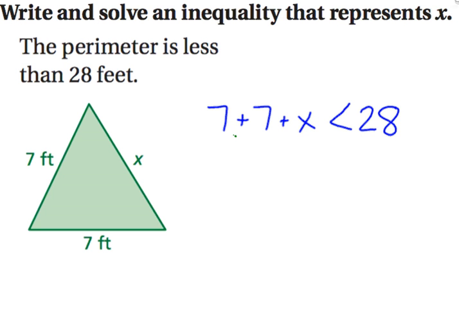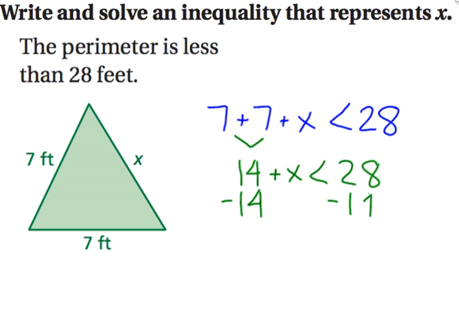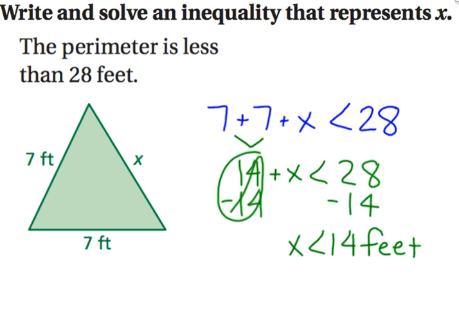I'm going to first combine 7 plus 7. Then I'm going to subtract 14 from each side. And I get x is less than 14. Since this is a word problem that represents a geometry example, I'm also going to include units, which would be feet. So x can be anything less than 14 feet to make that statement true.